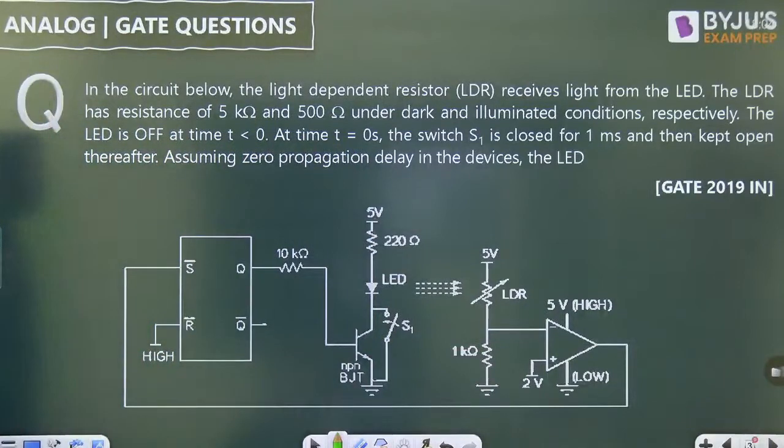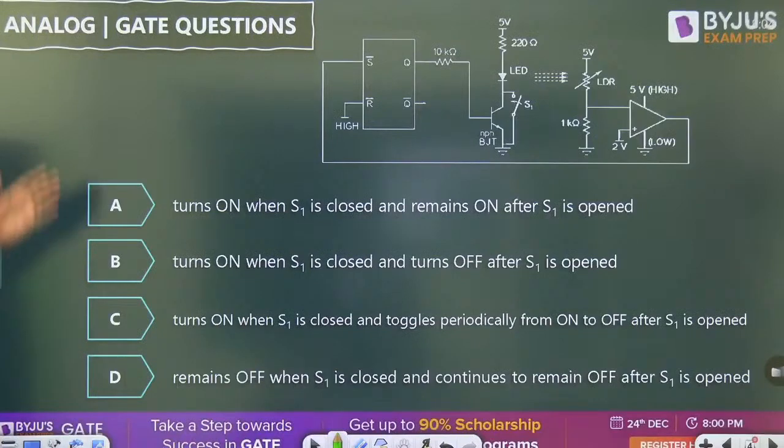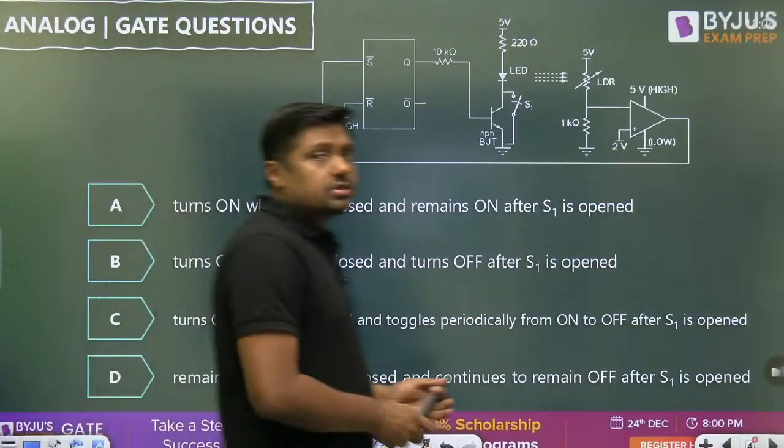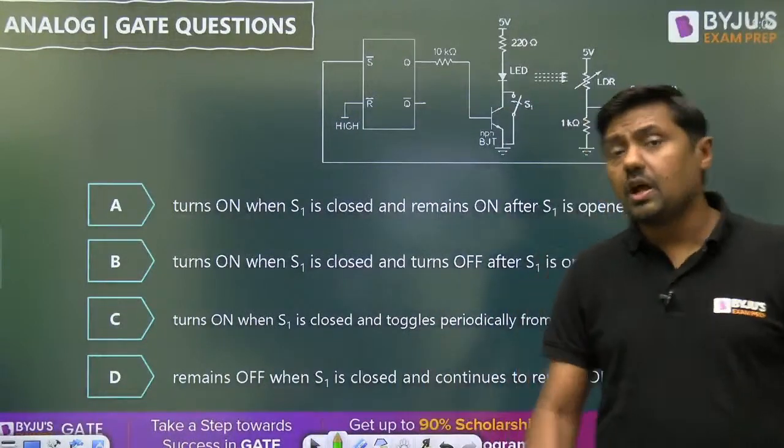Please take a screenshot and try to solve this question. And what are the 4 options for this question? That is the 4 options: A, B, C, D. In this session we will solve this question, that is from instrumentation branch.